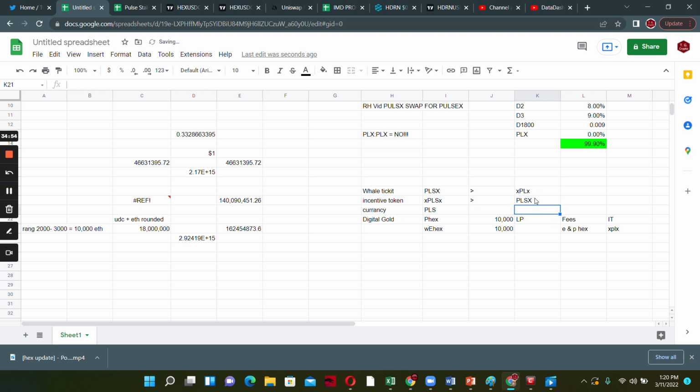Well, wait a minute. We can stake these for each other? Then doesn't that make a kind of cycle where we just loop back and forth, forever staking for each other? Well, yes, it does. So even though the XPLX is inflationary, you have a reason to hold it, because the more you stake in there, the more of the PulseX you can claim. And the more PulseX you have, the more you can stake for incentive token or single pair liquidity.